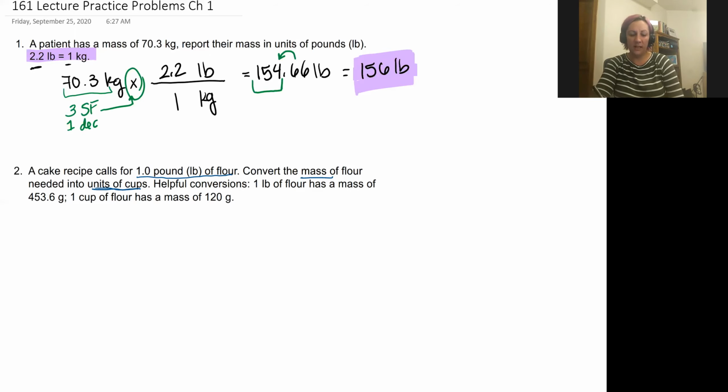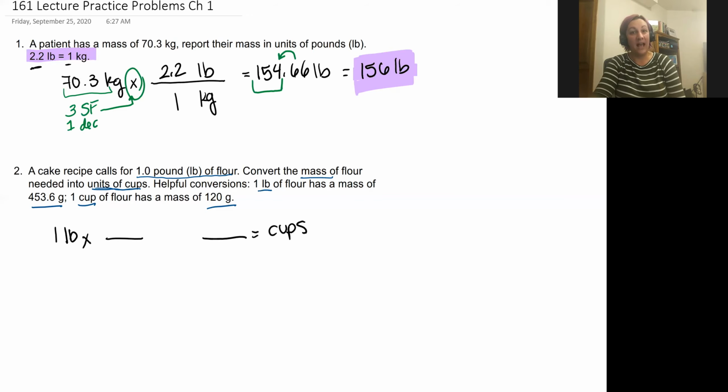I'm seeing a few conversion factors that I have. 1 pound of flour is 453 grams, and a cup of flour is 120 grams. Already, just from the problem, I can tell this isn't as simple as a one-step conversion. So I'm going to make a strategy using my units. So my starting point is that 1 pound of flour. And I know that I need to get to cups.